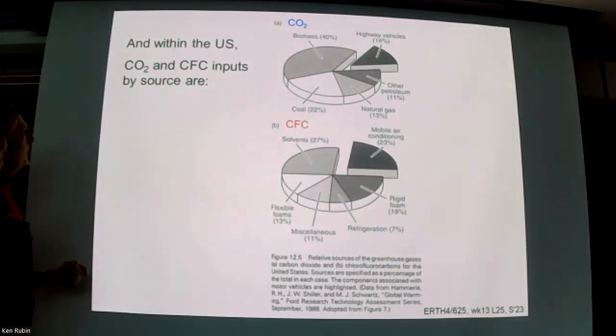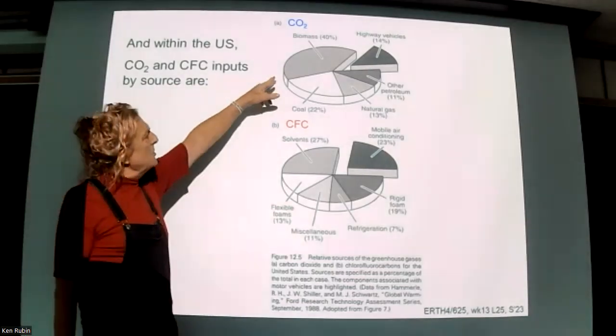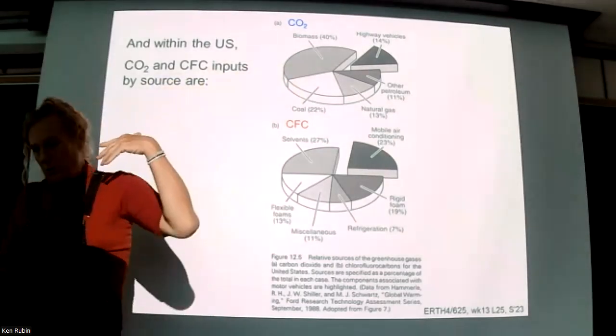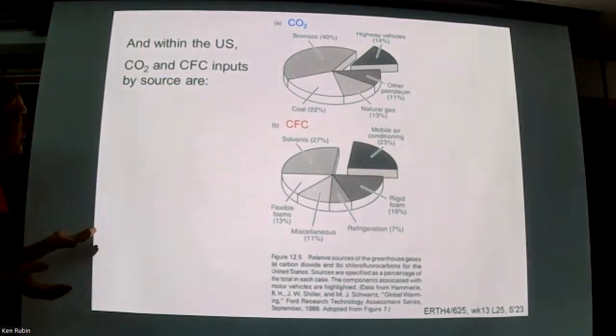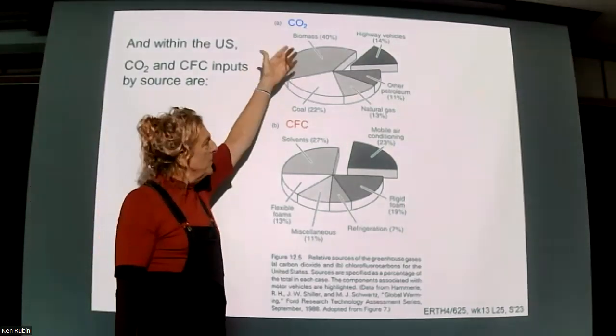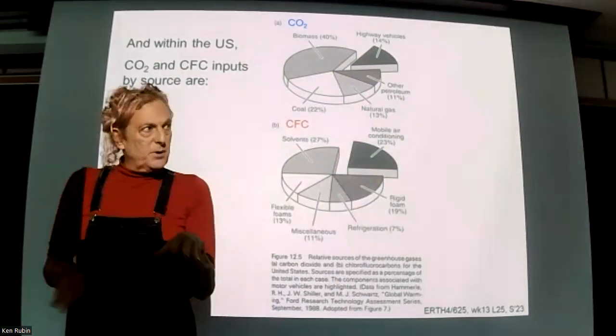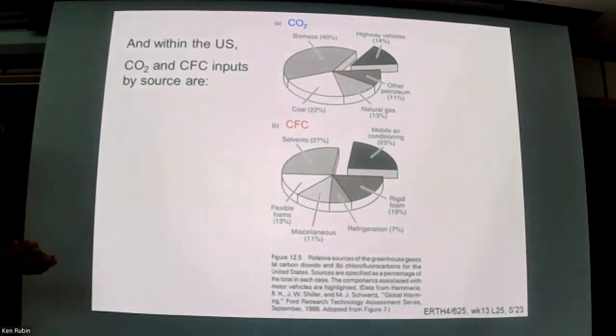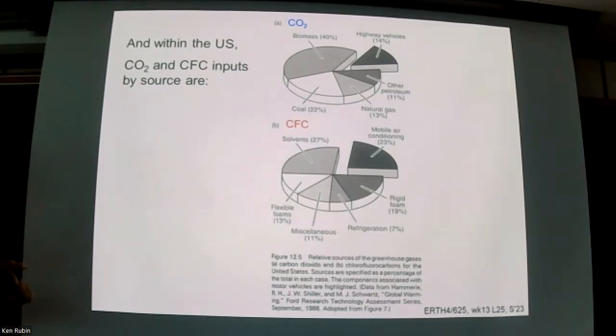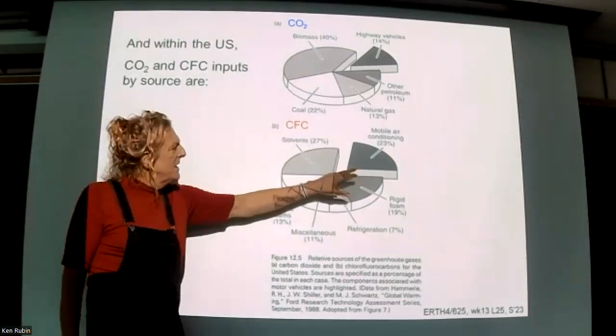So this is just a breakdown of how CO2 related to hydrocarbon burning is distributed between biomass burning, coal, natural gas, petroleum, and heavy vehicles. This is a pretty split up pie. There isn't any one piece that's the dominant one. The same thing with CFCs.